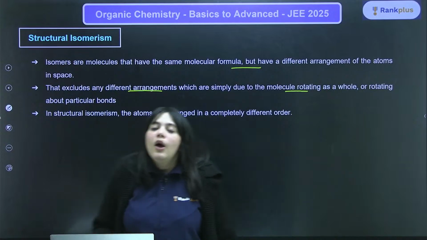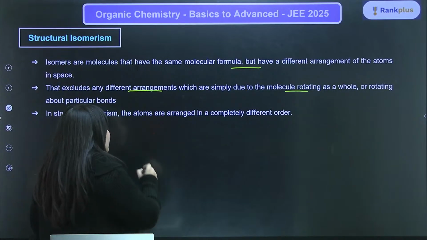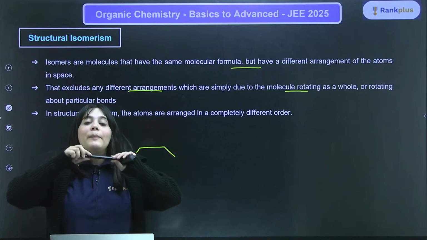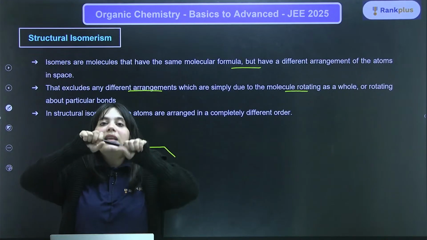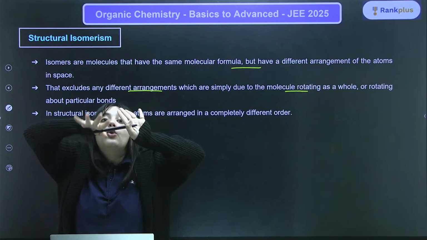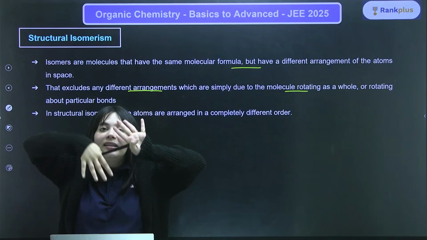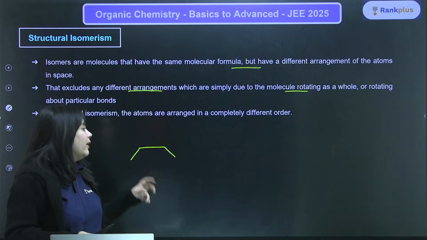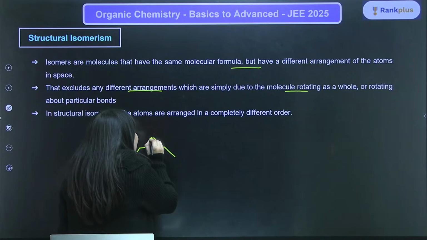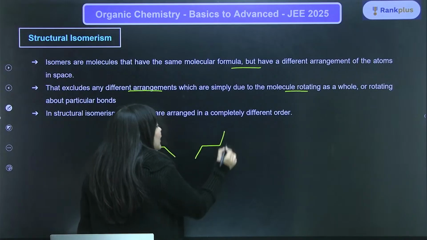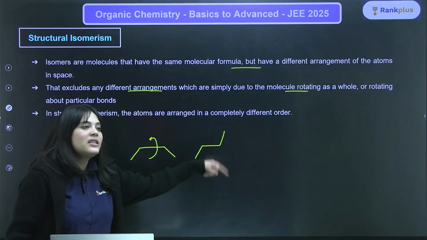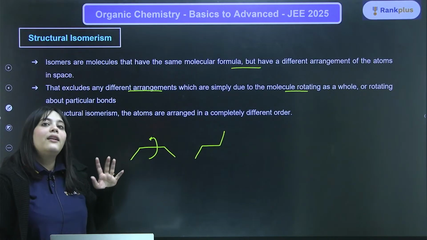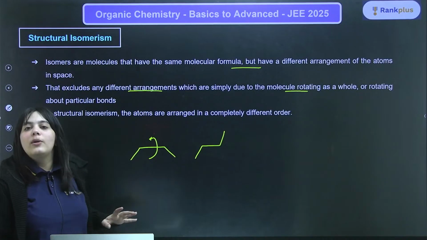Remember one thing. What happens especially when you consider a single bond? For example, I've made a single bond like this. Around a single bond, your atoms, your groups, your molecules can actually rotate. This can rotate and form a molecule like this, and this can once again rotate. So these two are actually called conformers of each other. These are not isomers, these are conformers of each other.